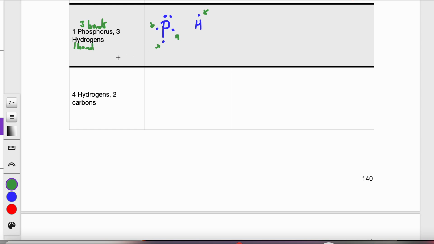Here's the thing. Hydrogen is never a center atom. And if we just look at simple rules, phosphorus has to form 3 bonds. It has to form more bonds than hydrogen, so it's going to be the center. So phosphorus is going to function as the center of our molecule. So I'm going to put P right here.